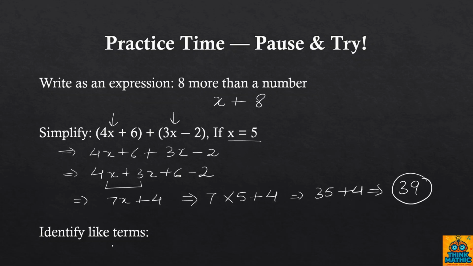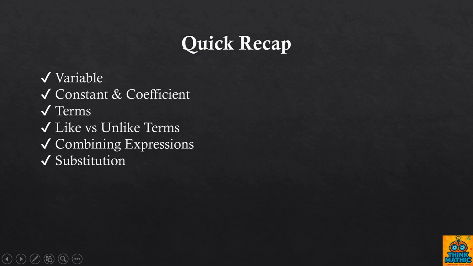The next thing they asked is to identify the like terms. So out of those two expressions that were given to us, the like terms were 4x and 3x. In this video, you learned what a variable is, the difference between a constant and a coefficient, what a term actually means, how to tell like terms and unlike terms, and how to combine expressions and substitute a number into an expression. That's 6 algebra skills in one video.